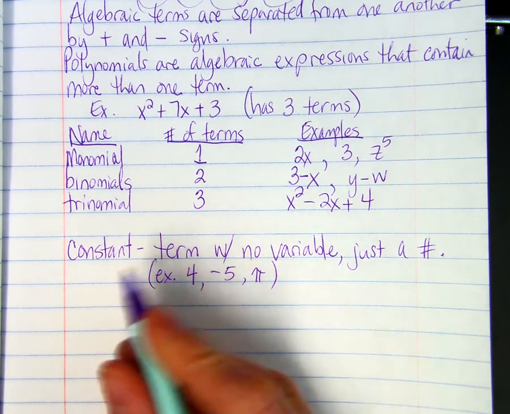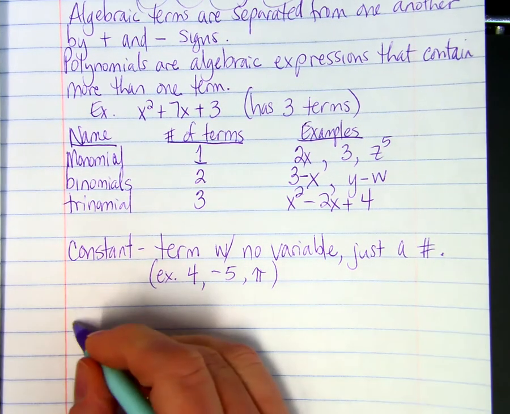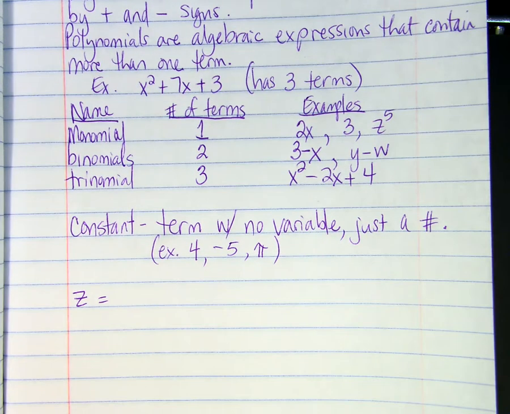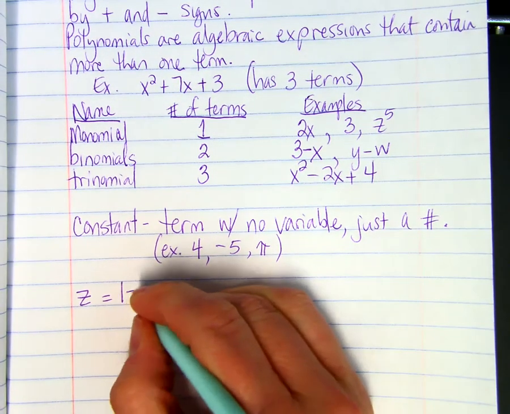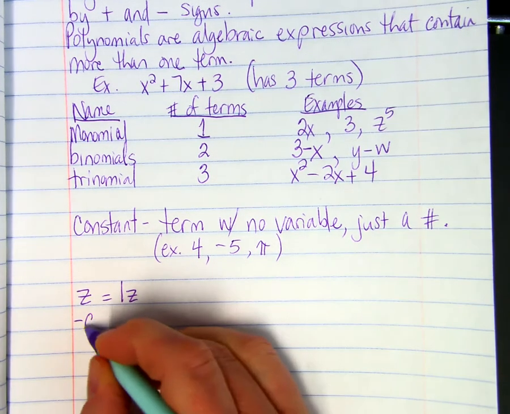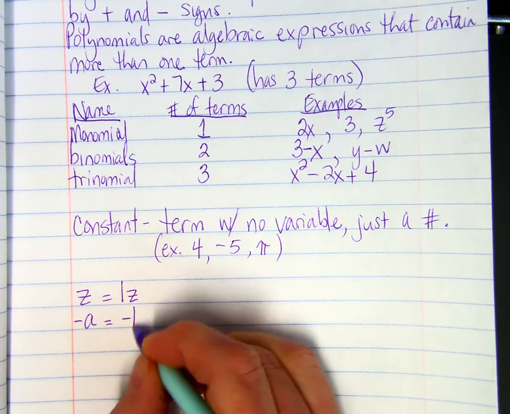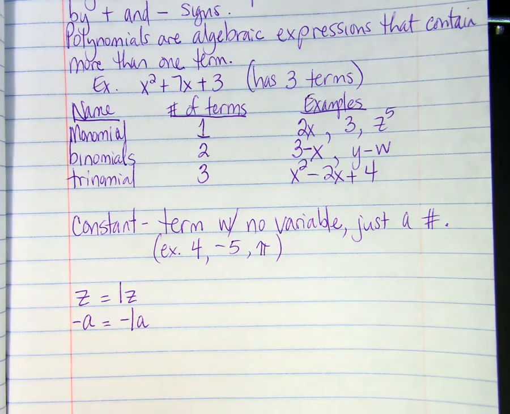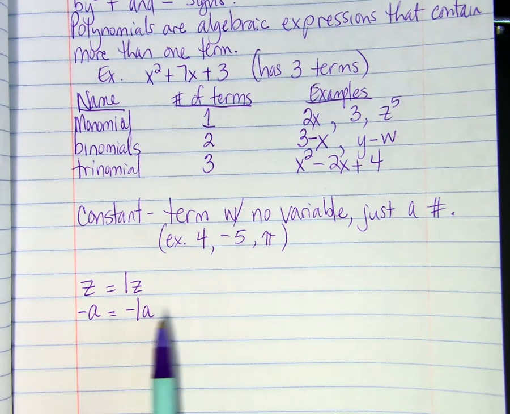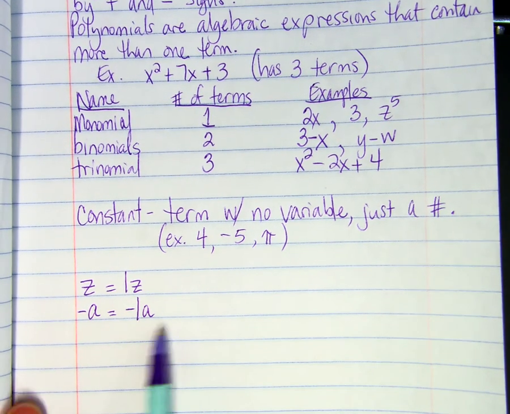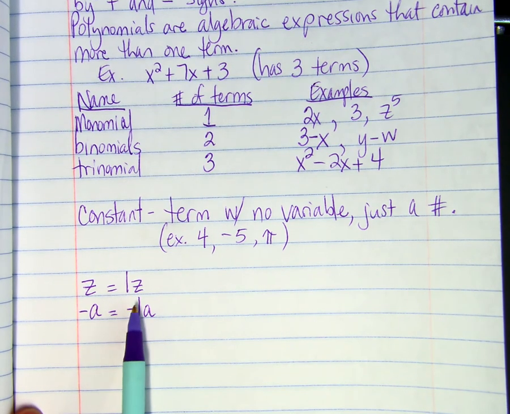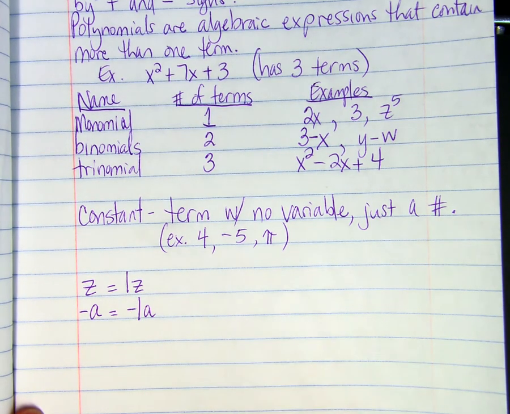So when you have a variable like z, that means 1 times z. Or if you have a negative a, that means a negative 1 times a. So if a term does not have a number in front of it, then the number in front of it, we call that a coefficient, is the number 1.